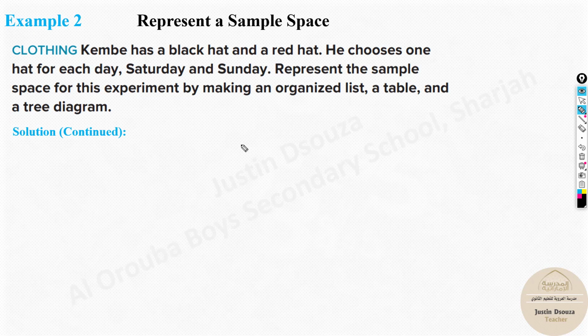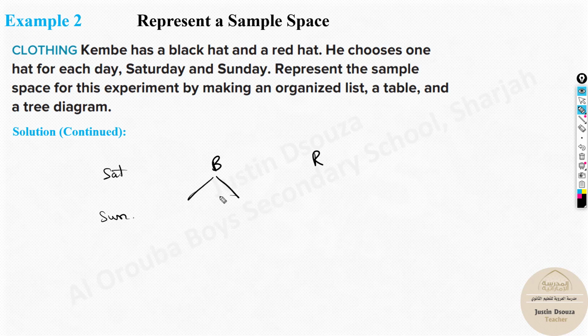This will have sort of branches, that's why it's called a tree diagram. Now let's consider, say, Saturday, then we will consider Sunday. What are the possibilities on Saturday? You can either wear black or you can wear red. That's it, right?